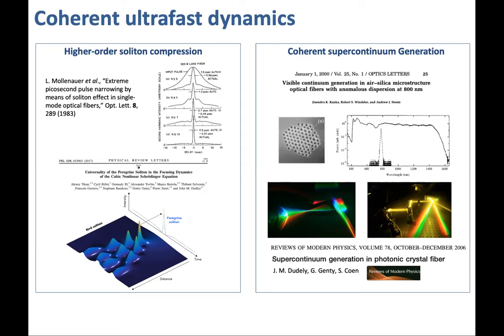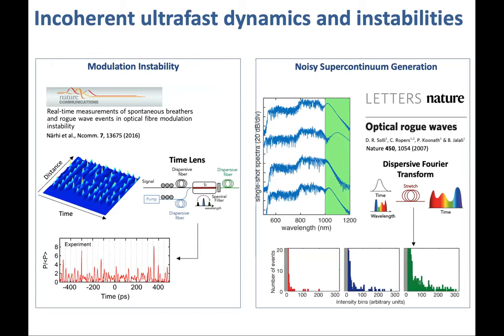The other type of dynamics where machine learning can be efficiently used is dynamics which are seeded by noise, the so-called stochastic dynamics. In that case, we will particularly look at modulation instability, which is a fundamental instability present in many physical systems, not only in optical fibers, but also, for example, in ocean waves, Bose-Einstein condensates, plasma waves, and so forth. And supercontinuum generation in the noisy regime, so when you generate the supercontinuum with long pulses, where the dynamics are triggered by noise rather than being seeded by the spectral components of the pulse itself.